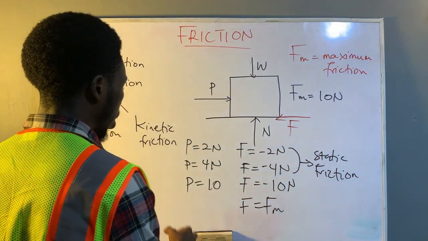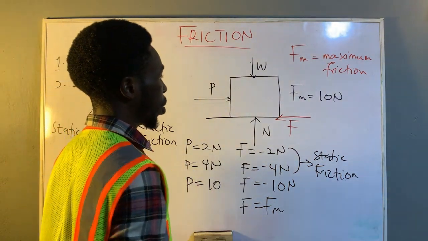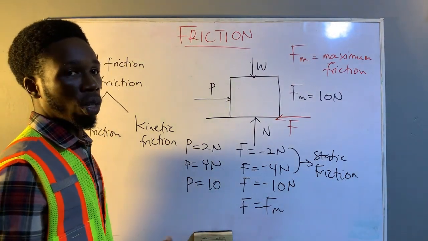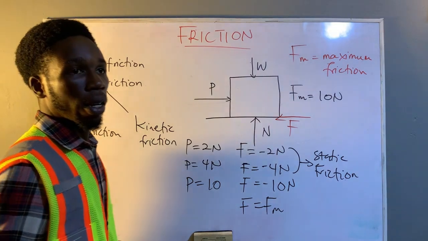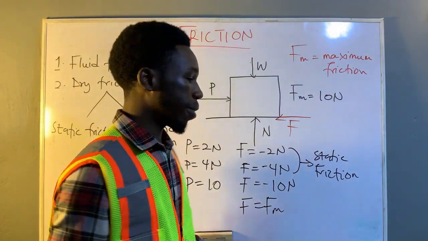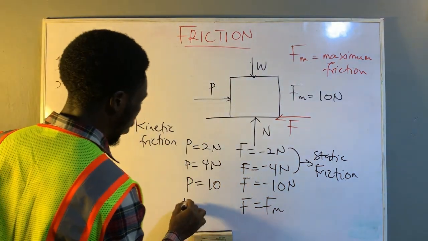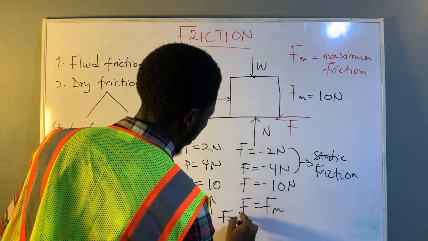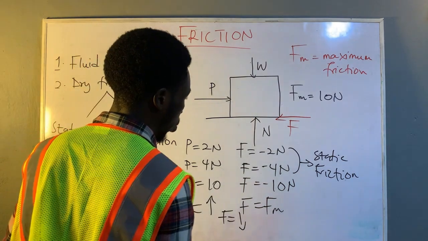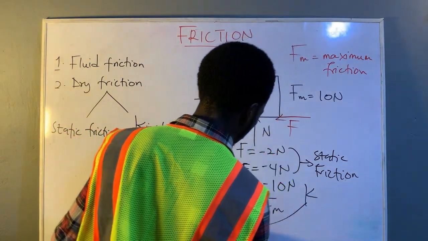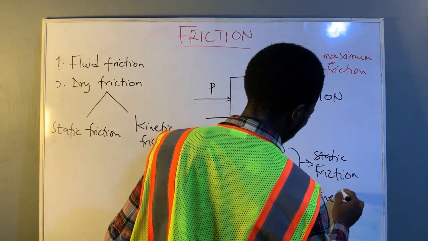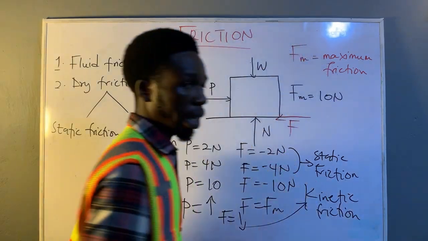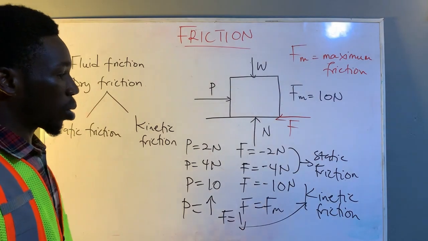As soon as the applied force gets to the maximum friction, if you increase the value of P again, the value of friction is going to decrease, and that value of friction is termed the kinetic friction. So if we increase P from here, F is going to decrease, and that friction force is known as the kinetic friction, and it is considered to be approximately constant. That's what will happen.